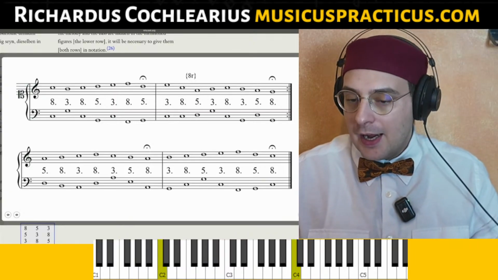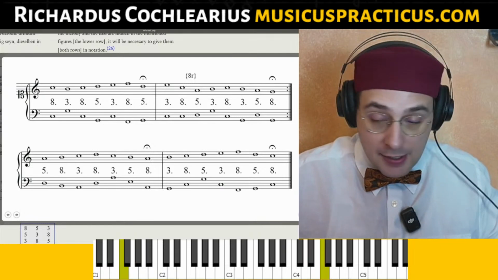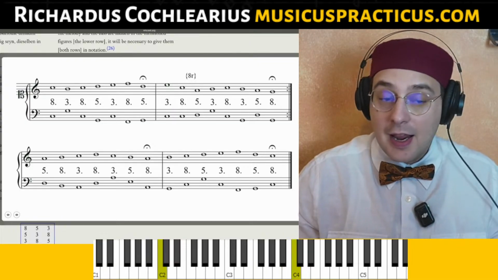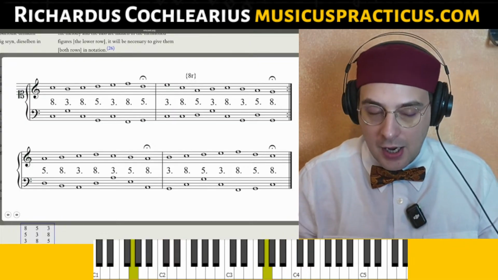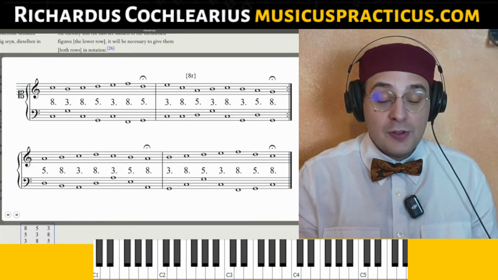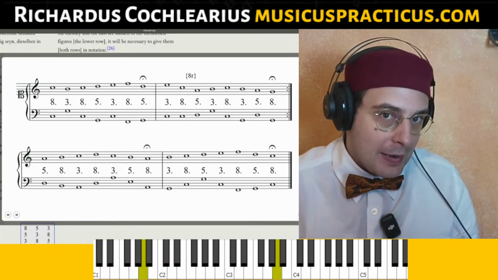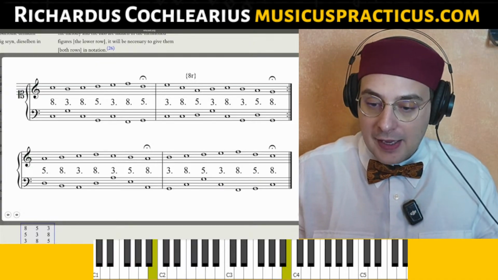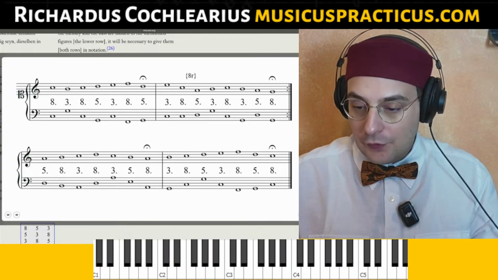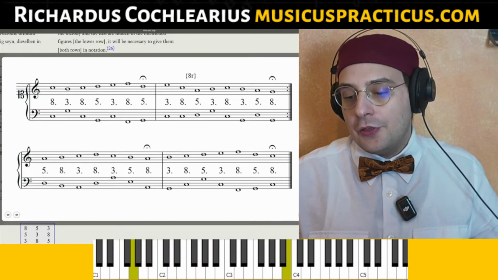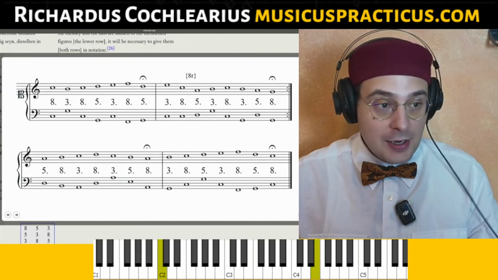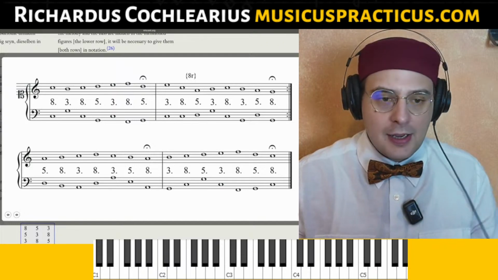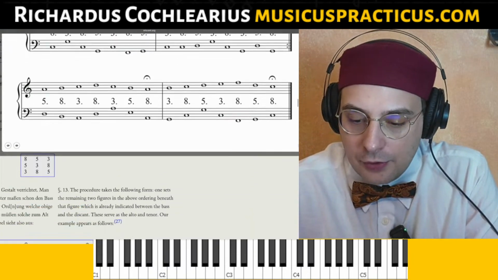8 3 8 5 3 8 5 8 3 5 3 8 3 5 8 5. We start with 5 in order to avoid parallel octaves, so we alternate the octave with the fifth. 5 8 3 8 3 5 8, followed by 3 8 5 3 5 8 5 8. Okay, then let's continue.